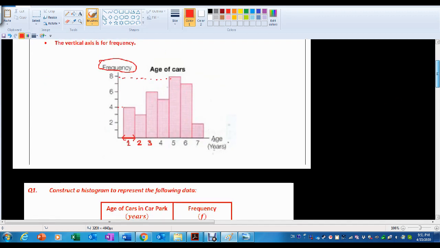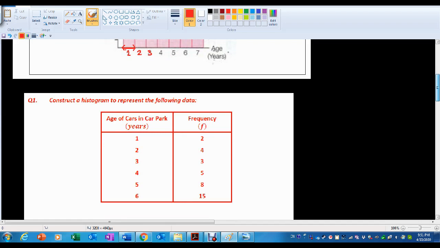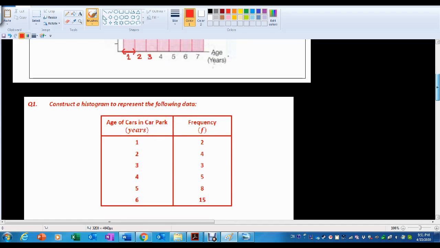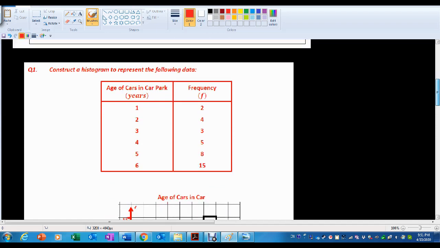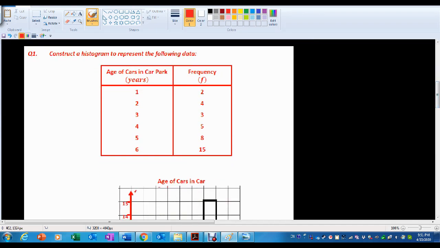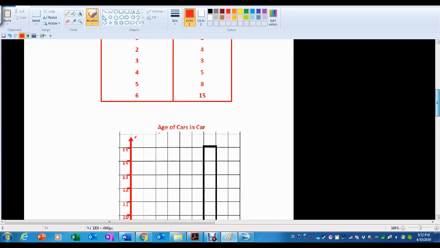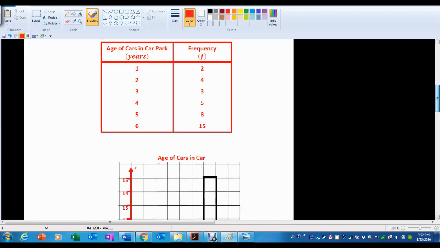In this video we are going to show you how to construct a histogram from the data. Let's say there's a table about the age of the cars in the car park. For each age, there's a number of cars, the frequency. For 1 year old cars, there are 2 cars. For 2 year old cars, there are 4, and so on. So how could we put that into a histogram?